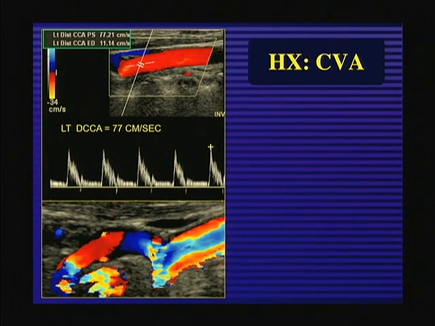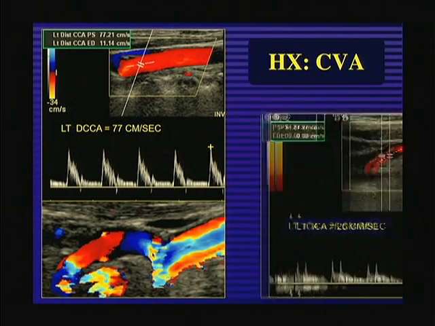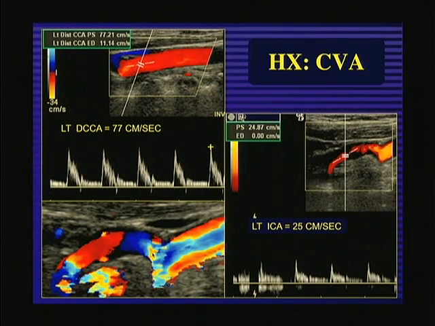High resistance. Very good. So we have our normal systolic upstroke. The inflow is okay. But there's high resistance with reversal in diastole, suggesting that there is a distal lesion. So let's look at the internal. Here's the sample from the internal. The velocity is 25. The vessel's wide open. Where's the lesion? I can't show it to you. You have to tell me where it is.